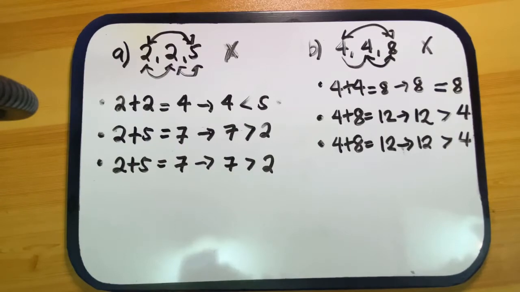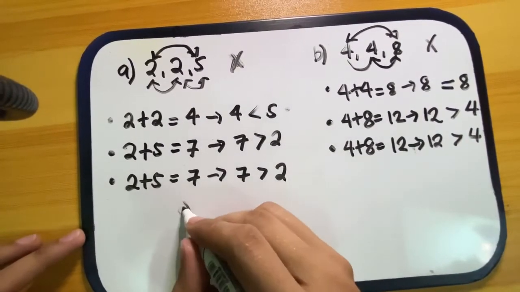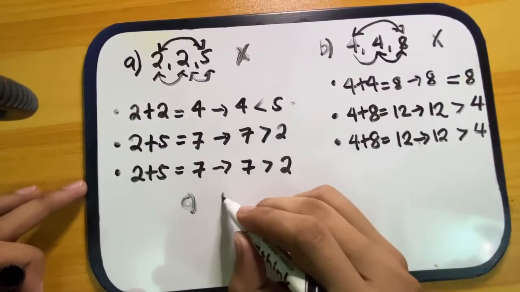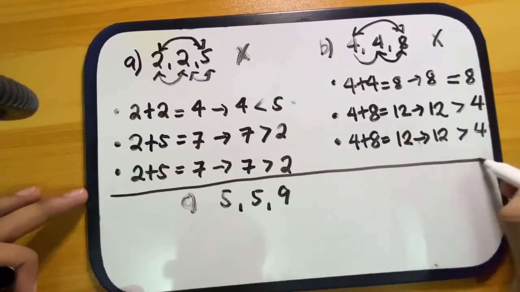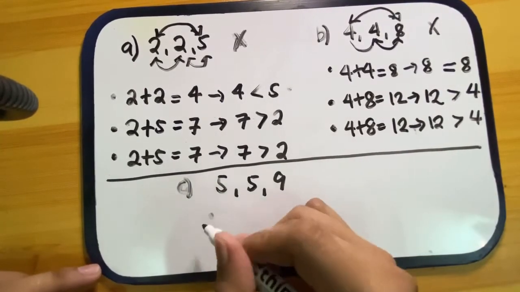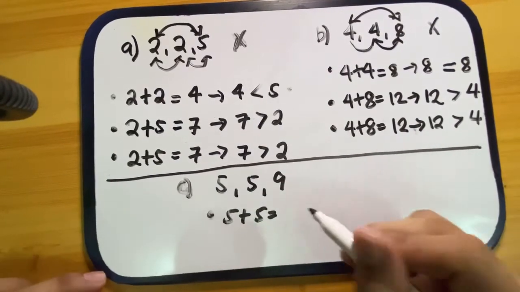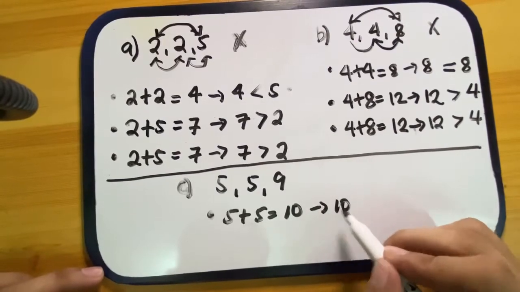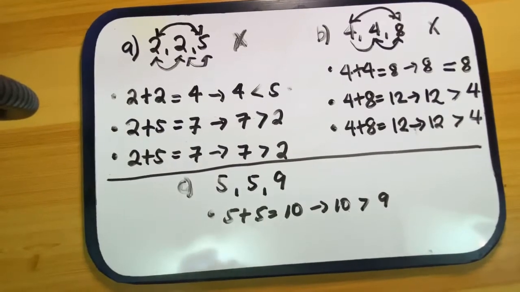Now let's try the last option. We have letter C. Letter C has 5, 5, and 9. Again, the process is 5 plus 5 equals 10. Is 10 greater than 9? Yes, 10 is greater than 9.